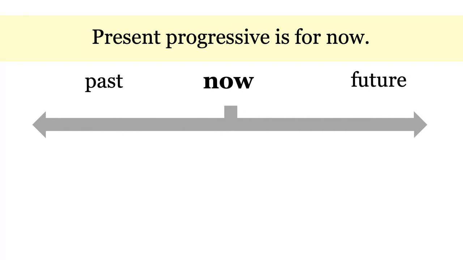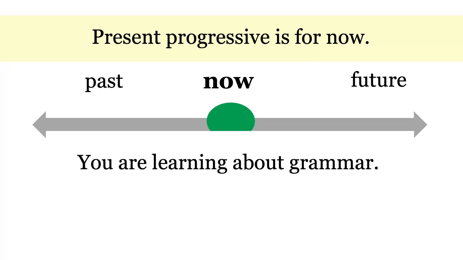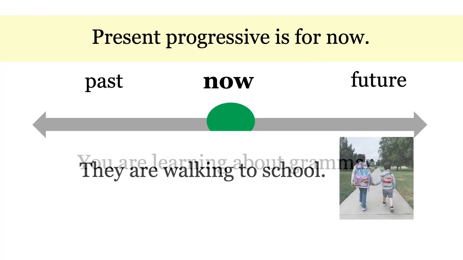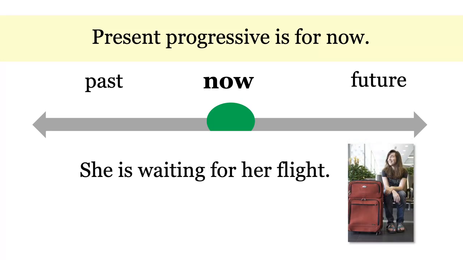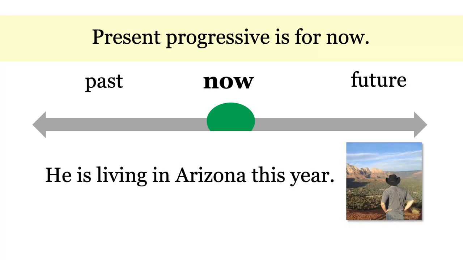Progressive is for now. You are learning about grammar now, right this minute. They are walking to school. She is waiting for a flight. He is living in Arizona this year. Remember, now can be a long time. We use this word this to show that it is now and we need the present progressive.